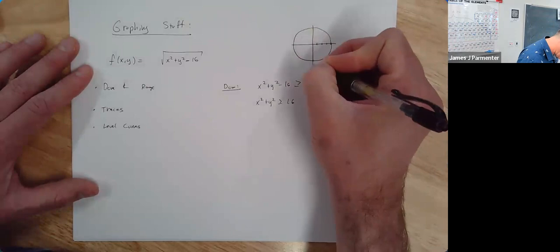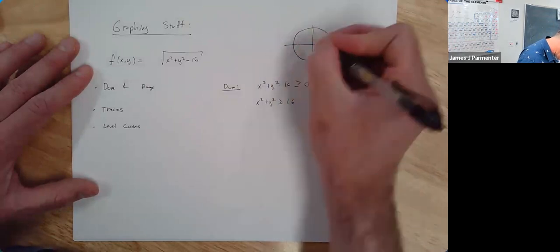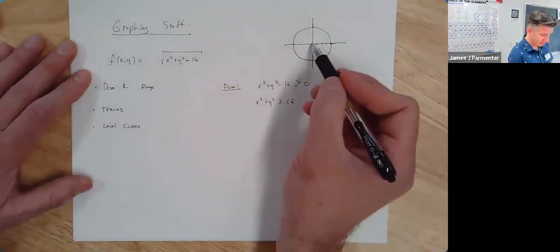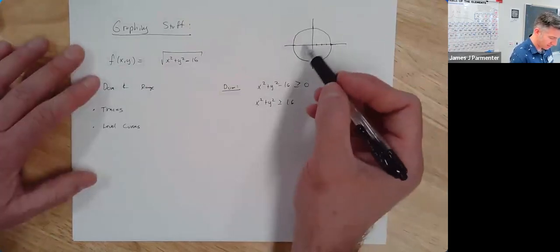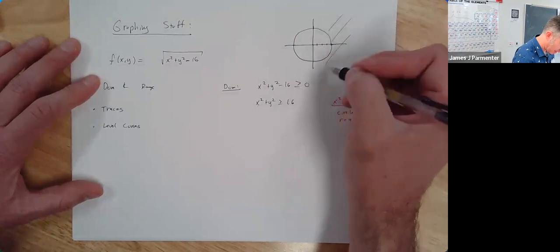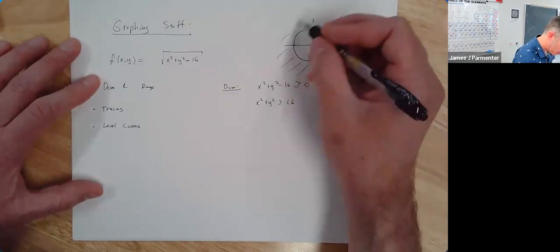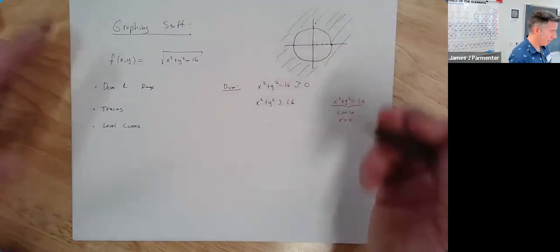There's my circle of radius 4. And I don't want any of the points inside of it, because if I tried 0, 0, then 0 plus 0 isn't bigger than or equal to 16. So I don't want the insides. I want the entire outside of the circle. I should point out, this is the question, graph the domain.